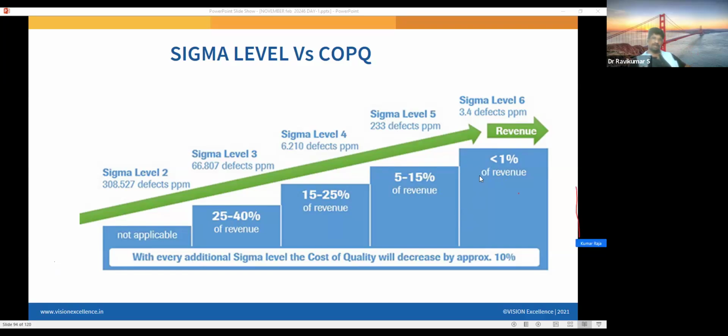The COPQ comes down, and see, this is actually the COPQ level. Here you can see the COPQ. This is the first level of COPQ. This is the loss of COPQ. So sigma level versus COPQ and sigma level versus revenue is understood.